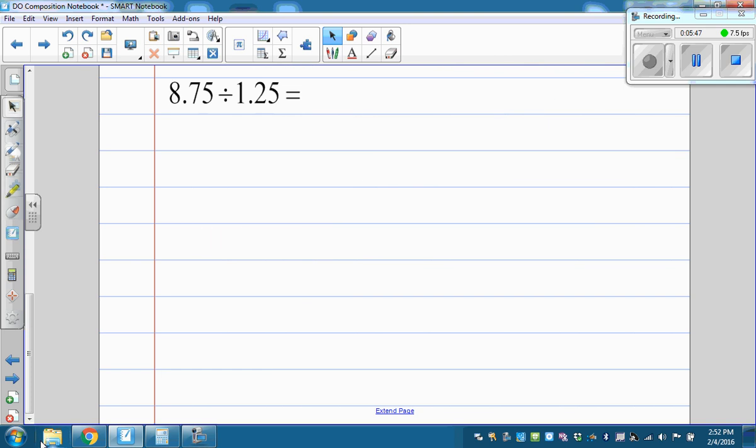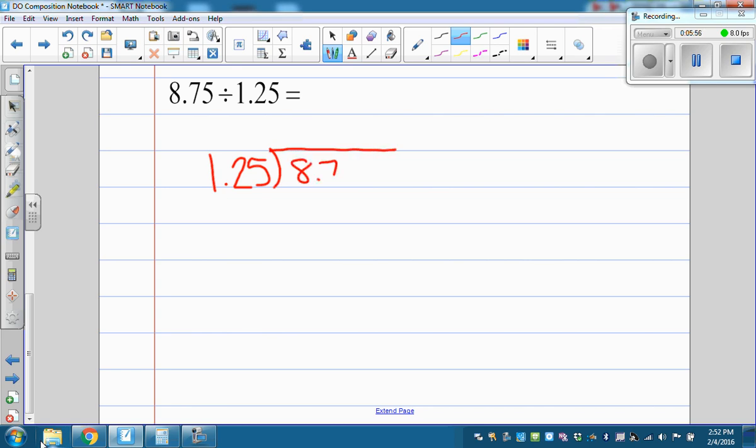On this one, outside is 1.25, inside is 8.75. We can do 8,750 divided by 125. No, only 875. Because remember, if you did it with the ratio table, that's what you would start with, right? If you multiply by 100, you're going to get 875. If you multiply this by 100, you're going to get 125.